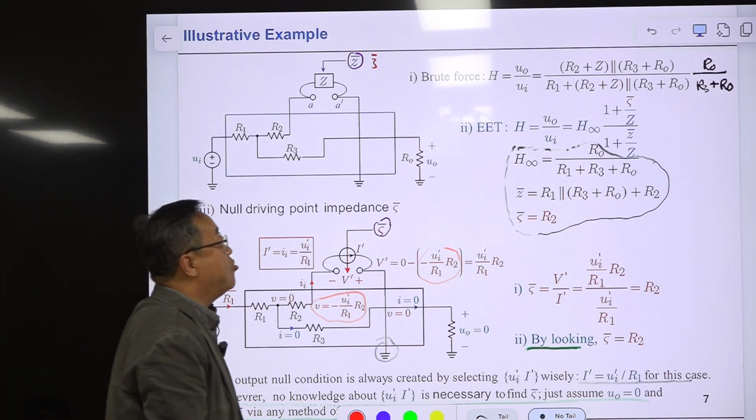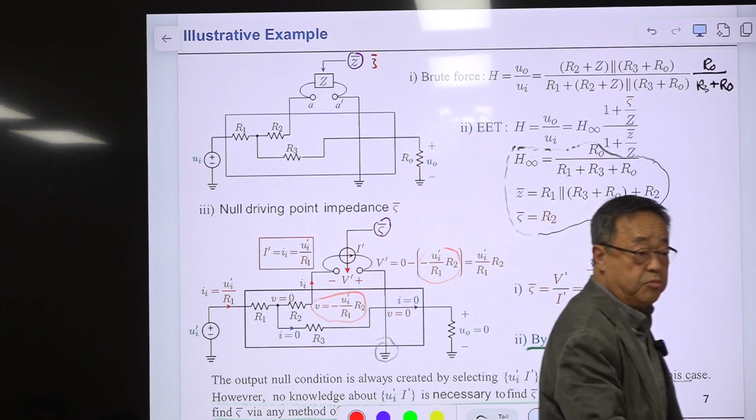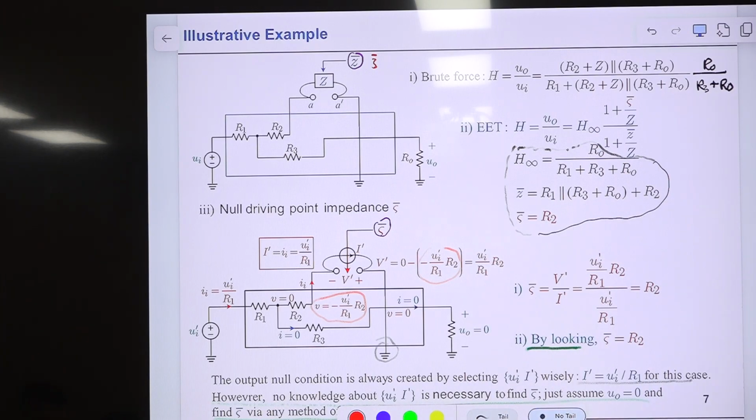So we are not using EET. We are using a brute force method. I don't call it a method, more a brute force manner or way. And we use EET for this simple case. This might be okay, but this is a very general approach. You can apply it to very complex systems.